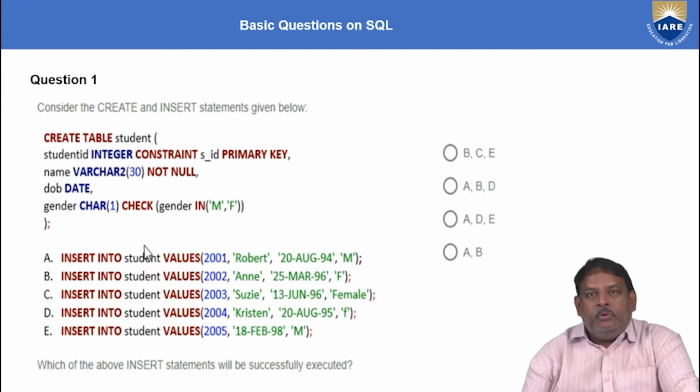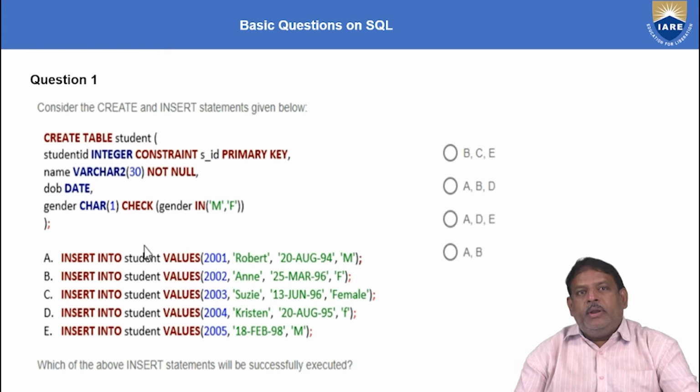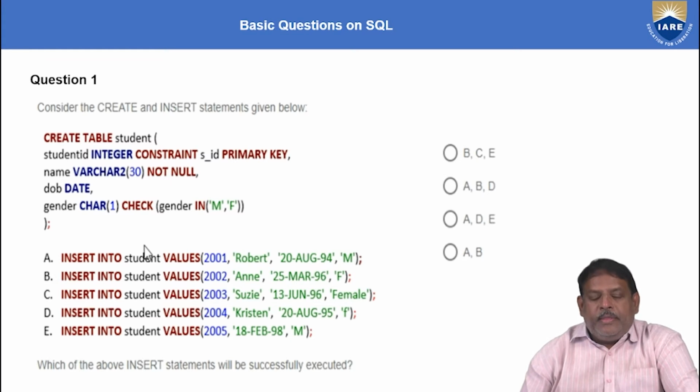This is going to test our skills on two concepts, create and insert. He is creating a table by the name student. The create table has the following columns: student ID, name, DOB, and gender. So 4 columns are added to the student table, and the student ID would be an integer, and he is making it a primary key.